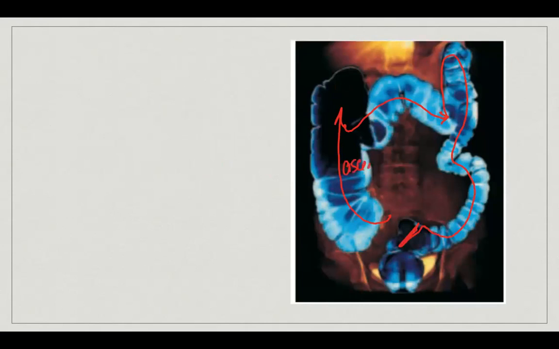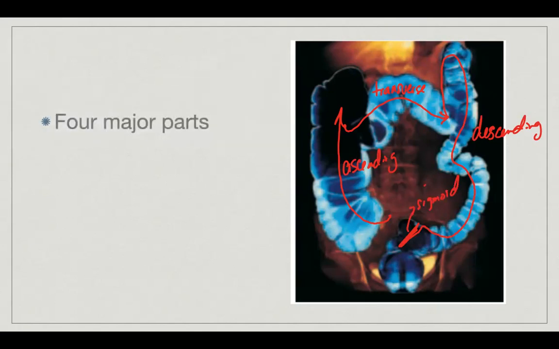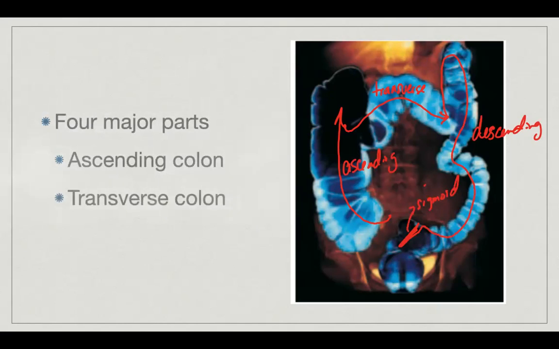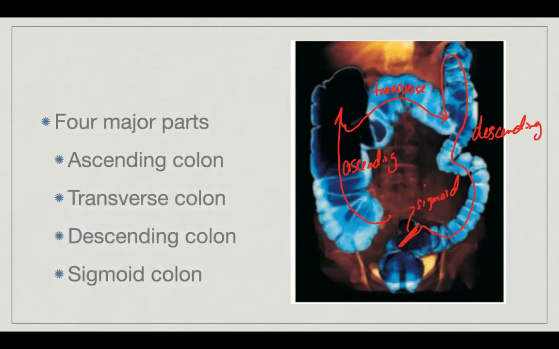So you've got ascending, because we're going up. Transverse, going across. Descending, going down. And I'd have to look up where sigmoid comes from. But those are the 4 parts of the large intestine, or the colon. Okay, the sigmoid colon occurs just before the rectum. This is the rectum. The rectum is where the feces is stored until it gets full and the walls of the rectum stretch, and that's where you feel the need to poop.